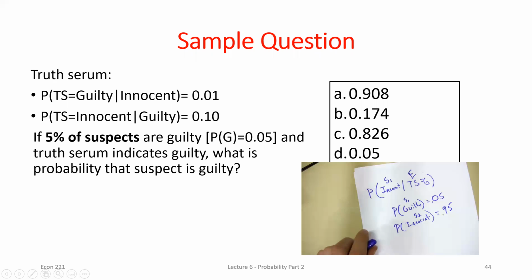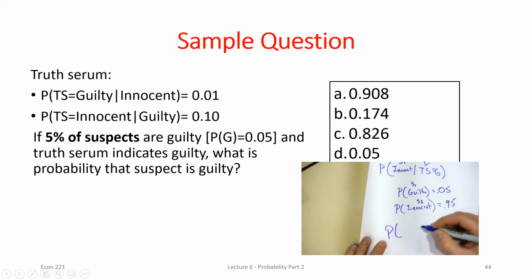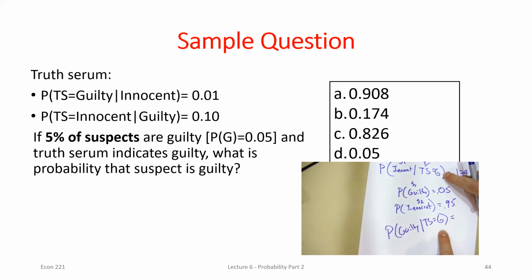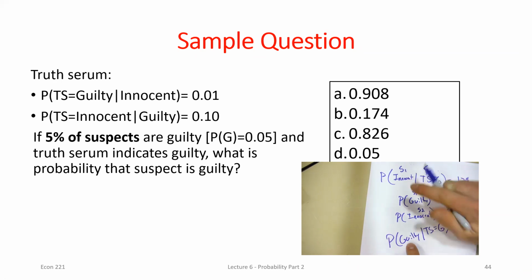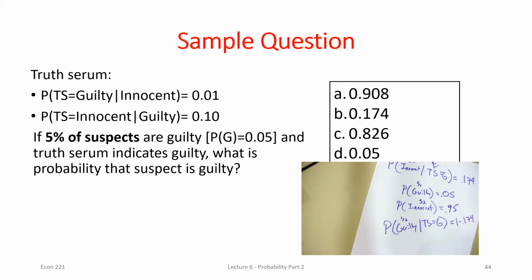So if I'm thinking about writing out what I'm looking for, I've got the probability that, given this truth serum made them say they're guilty, they're actually guilty. Well, we just found this up here was 0.174. We're conditioning on the same outcome of the test, looking for the different states of nature. So this conditional probability should just be 1 minus that, right? Now we could rewrite Bayes' theorem in the context of this example and plug all of our values in.